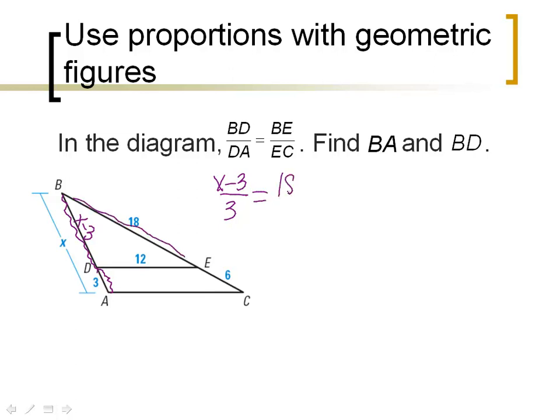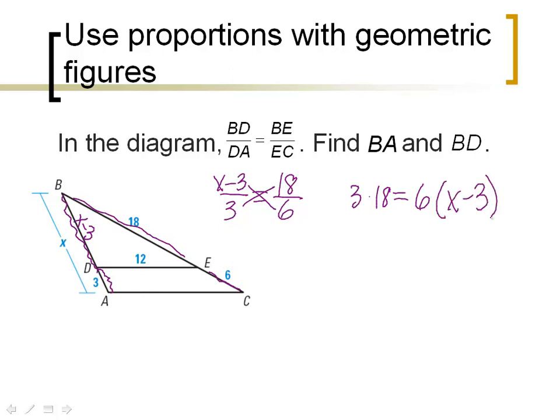That's 18 over EC, that's right here, and that's 6. So I've got a proportion set up. I can use my cross products property here. 3 times 18 equals, use my cross products property here, don't forget those parentheses, 6 times the quantity x minus 3.